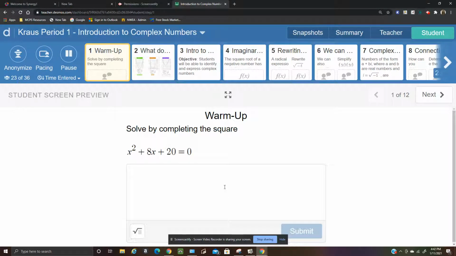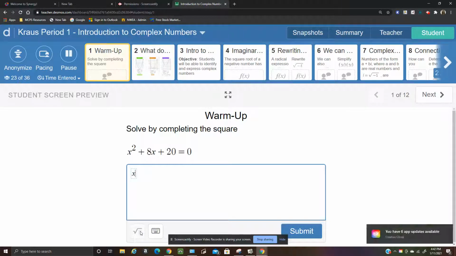All right, this is a video of Introduction to Complex Numbers, the Desmos activity. The warm-up says to solve by completing the square.